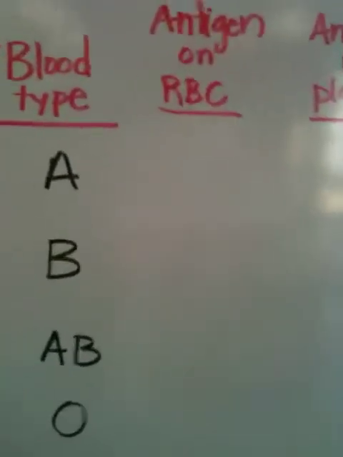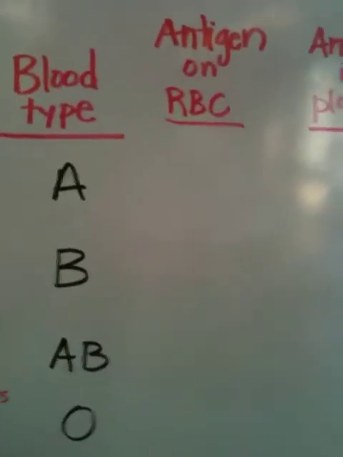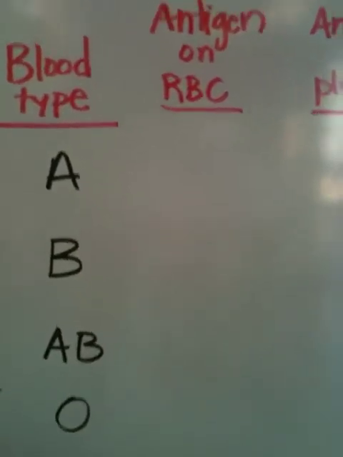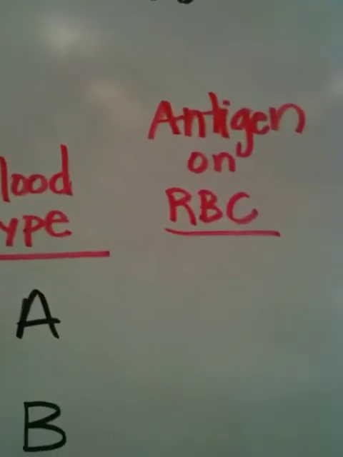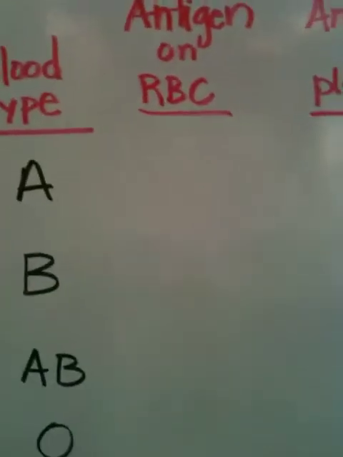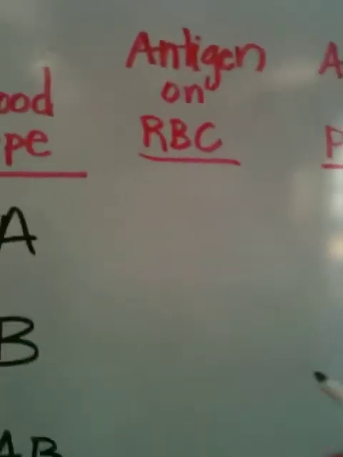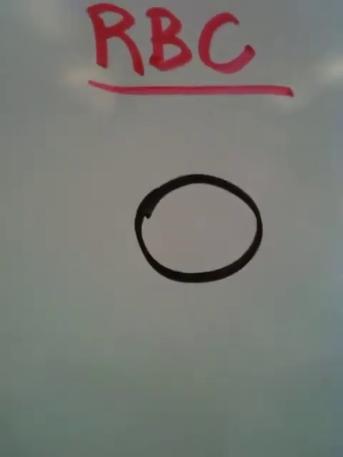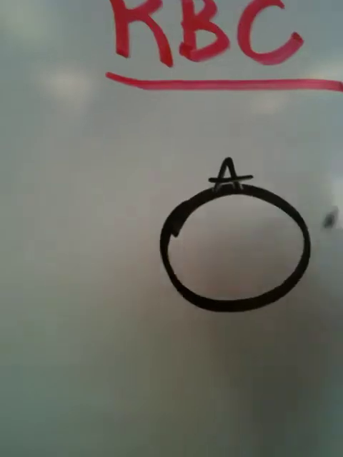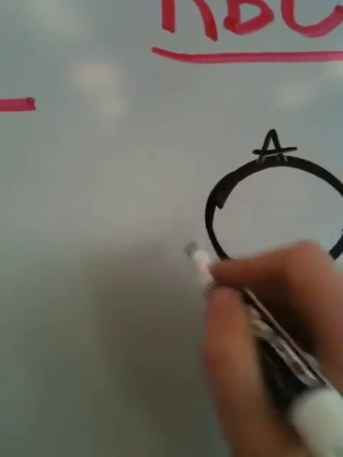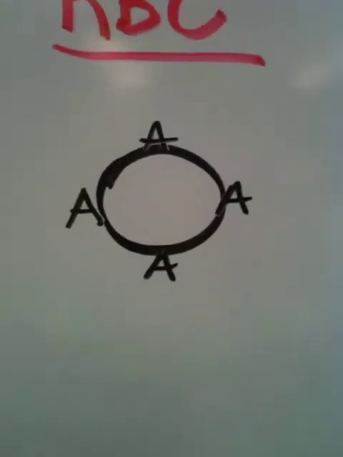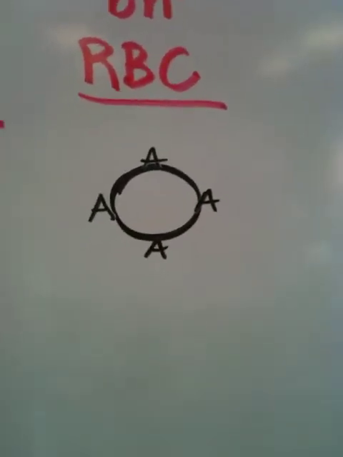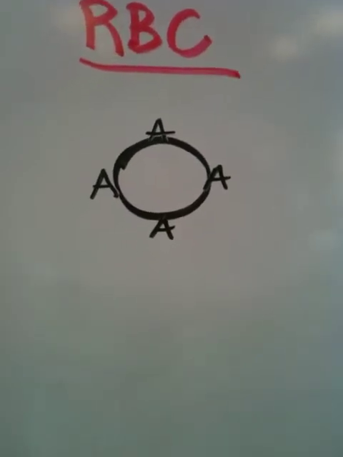Now, an antigen is basically a protein that your body makes, and what type of blood you have depends on the antigen that's found on your red blood cell. Okay, make sure you understand it's found on your red blood cell. So if you have type A blood, now we're going to pretend like that's a little red blood cell, then you have little proteins that say, hey, I'm type A. So I'm putting little A's on these. Now, that's not necessarily what's on your red blood cells. It's a protein, but that's what we're going to signify it with, okay?